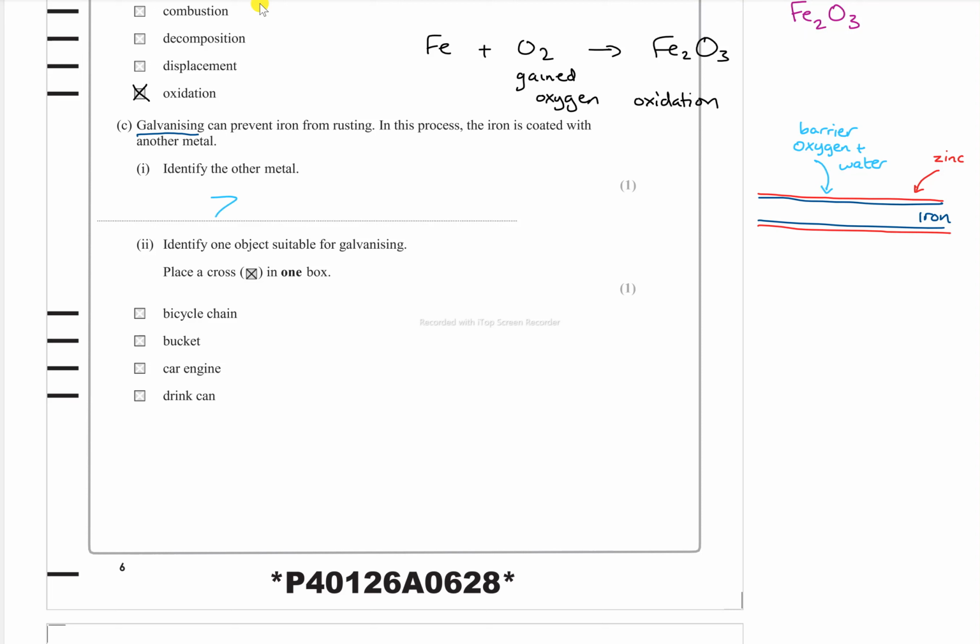Right, so identify the other metal, zinc or Zn. Identify one object suitable for galvanizing. Right, bicycle chains, you tend to put oil on there or grease. Car engines need oil. Drink cans don't need anything. Well, drink cans are normally made out of steel or aluminium. And a bucket.